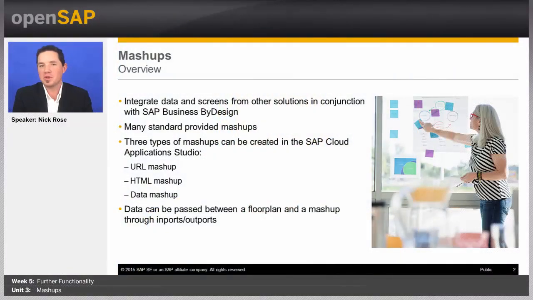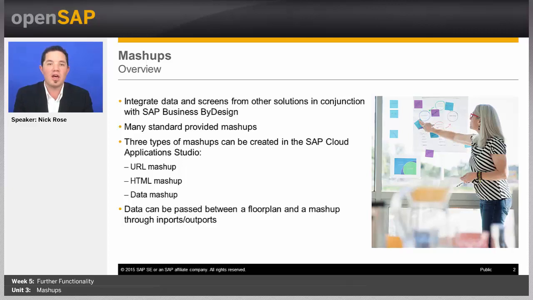Now, we've already built many different screens of our own and extended standard screens. We looked at how to integrate other systems. Now we're going to look at using mashups to bring in data and screens from other systems in another way. Mashups allow us to not only integrate data from other systems, but even screens and views from other systems, and embed them and use them in SAP Business ByDesign.